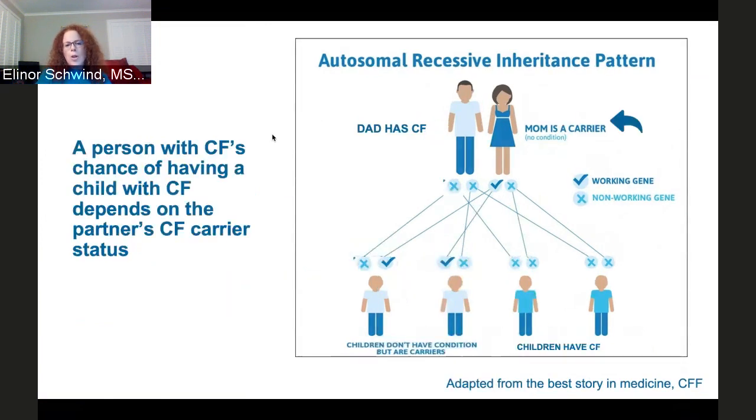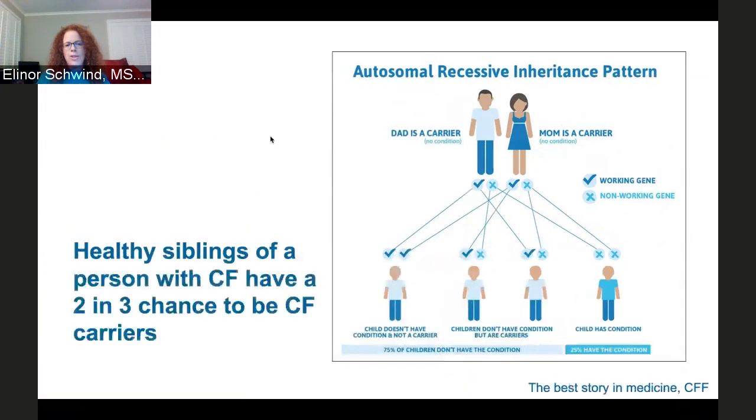So when we look more closely at the 3 scenarios for the healthy siblings of a person with CF, the chances are 2 in 3 that each sibling will be a CF carrier and 1 in 3 that they will not. So 2 out of 3 is the answer to poll question number 3.